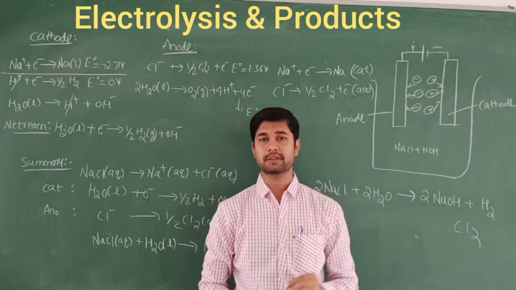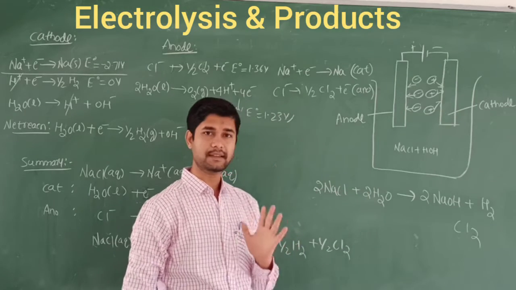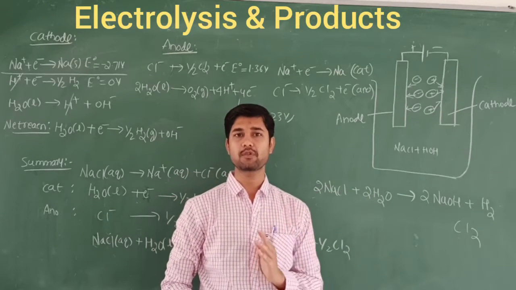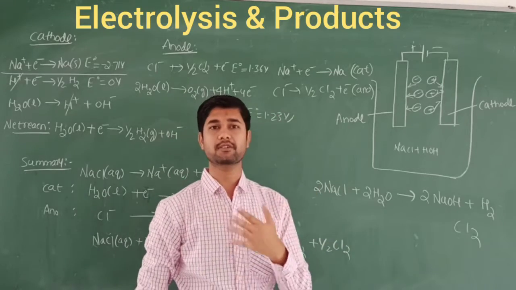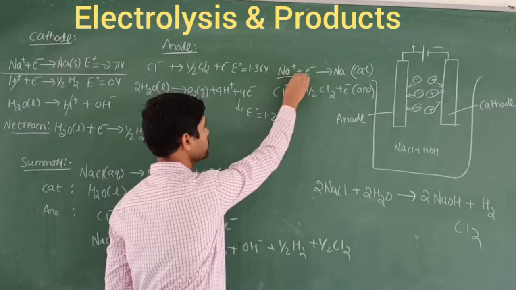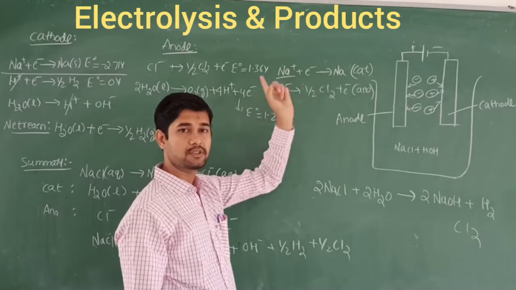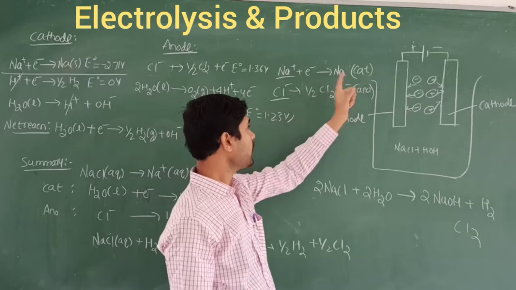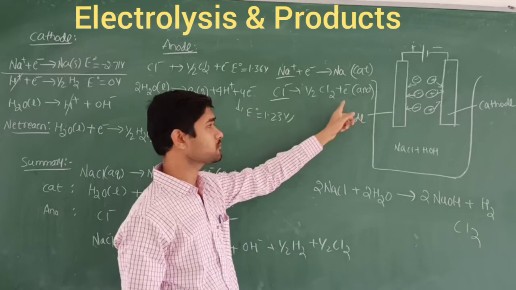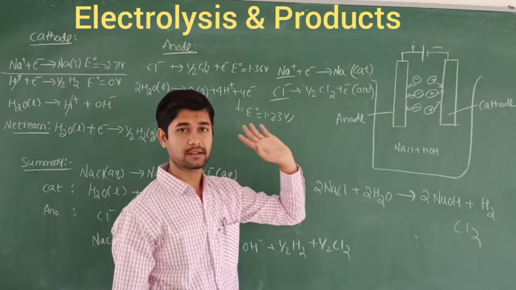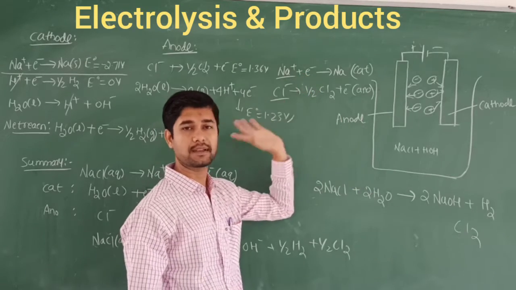Let's take an example for the products of the electrolysis. Now I am going to take NaCl, molten NaCl, which is going to be electrolyzed. You are going to get two products of electrolysis: one is sodium metal and another is chlorine gas. The sodium cation is going to be reduced at the cathode, and the Cl minus, that is chlorine gas, is going to be oxidized at the anode. So these are the respective reactions. This is the product of the electrolysis for NaCl: sodium and chlorine gas.